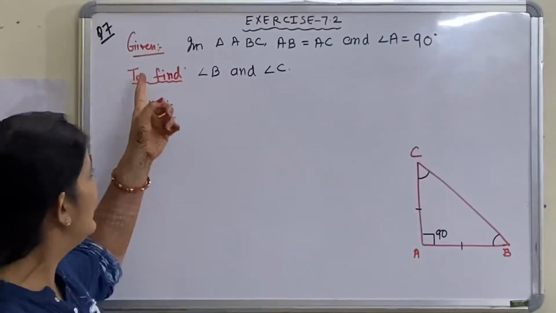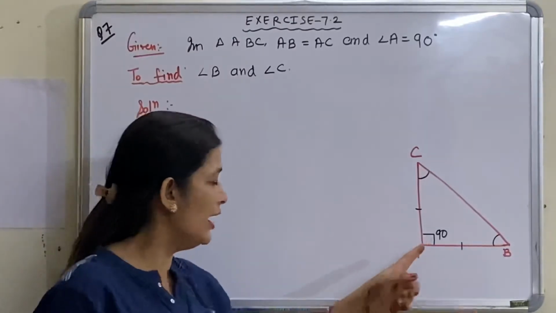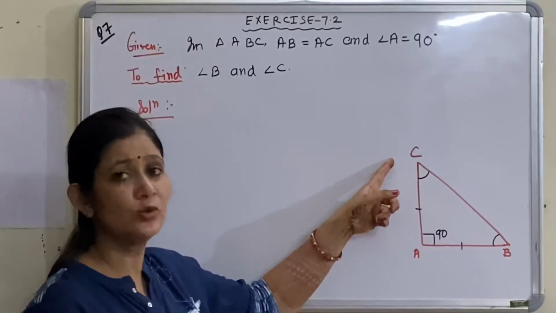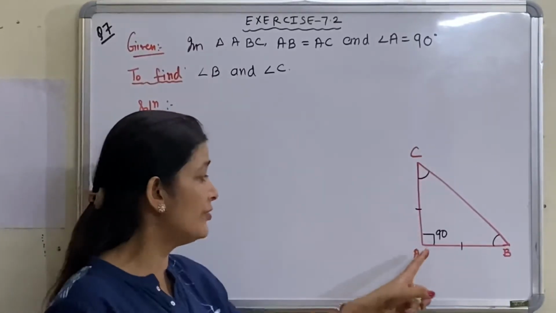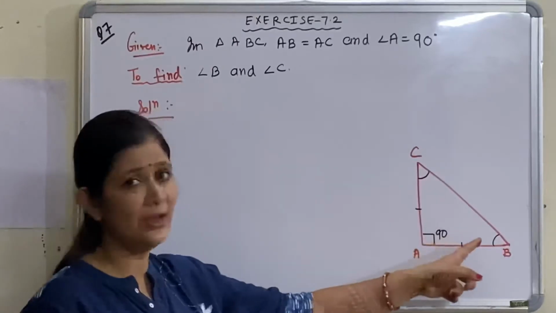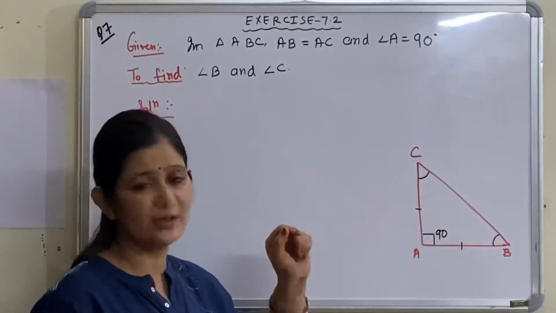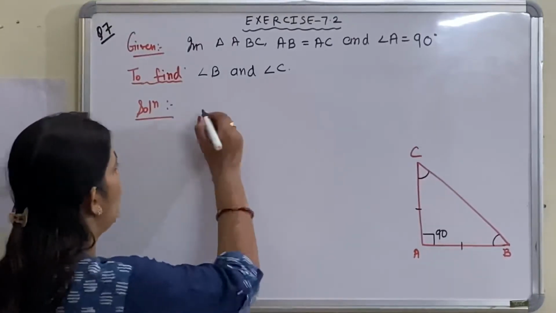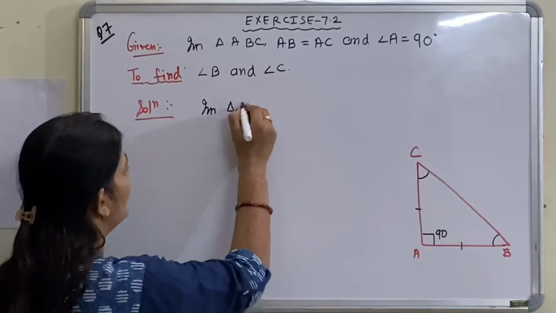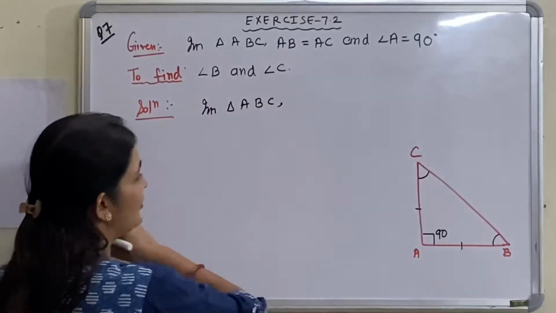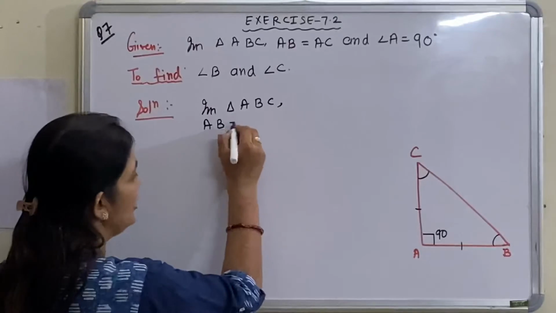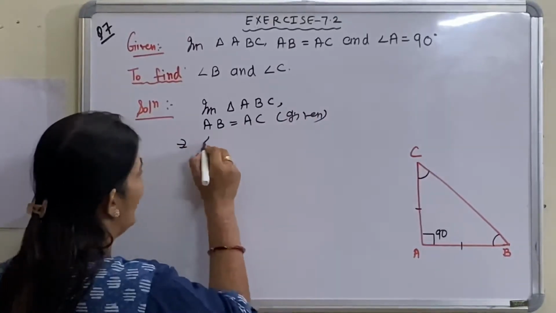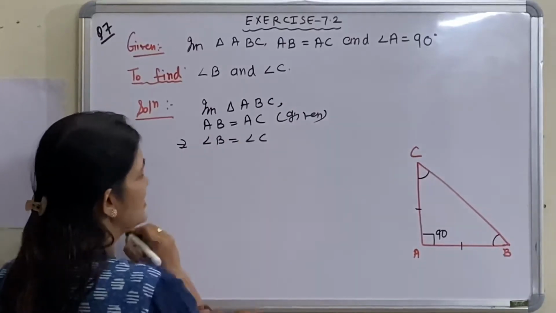In question number 7, it is given that in triangle ABC, angle A is equal to 90 degrees and AB is equal to AC. So students, you can again use the isosceles property in triangle: when sides are equal, opposite angles are equal. So angle B is equal to angle C. By using this concept, we can find the value of B and C. So in triangle ABC, AB is equal to AC. It is given. Then there implies angle B is equal to angle C.